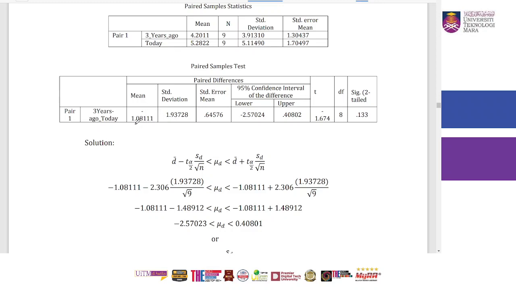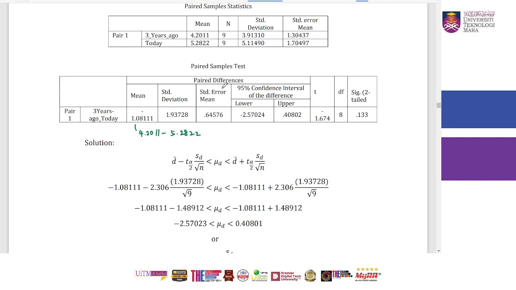Okay. So this is basically 4.2011 minus 5.2822. Okay. And then the standard deviation here, yang ni dapat daripada mana? Yang ni you tak boleh kira directly daripada sini. So yang ni memang kena kira secara manual lah. Kalau katakan data tu ada. So you can just get it by manual calculation. Okay, so there is no way untuk dapatkan ni daripada table lah. Sebab ni dia kira secara berasingan.